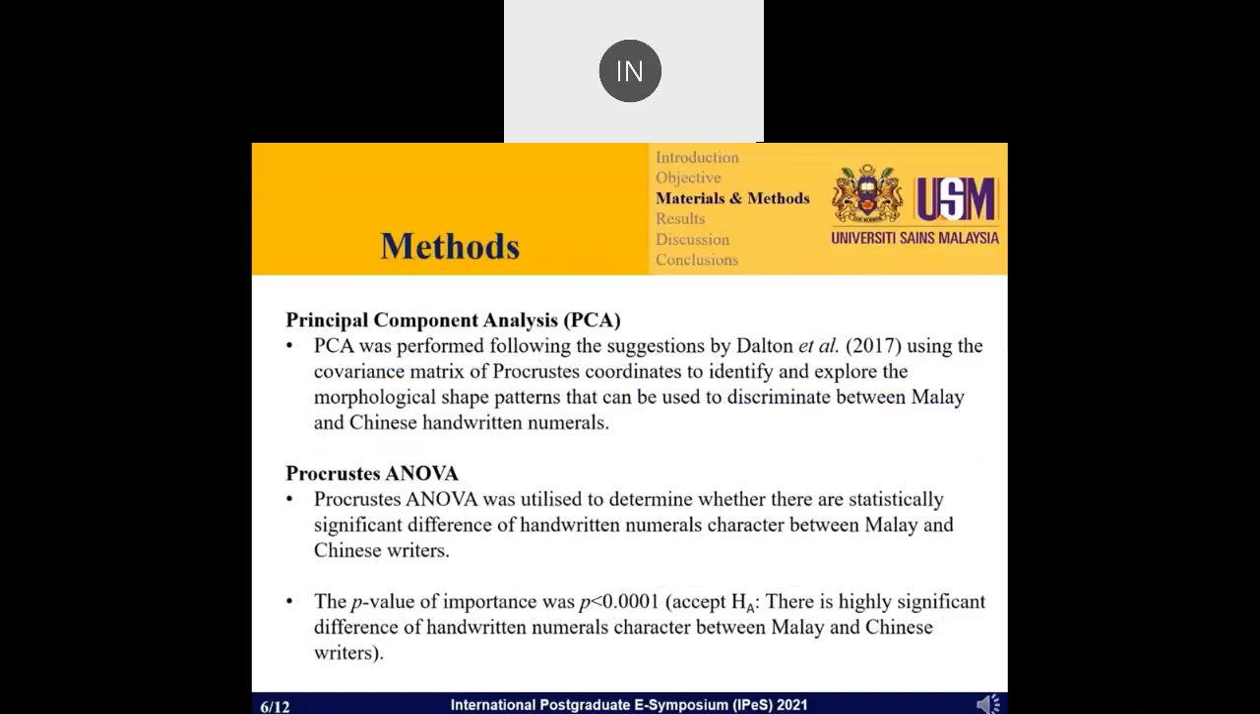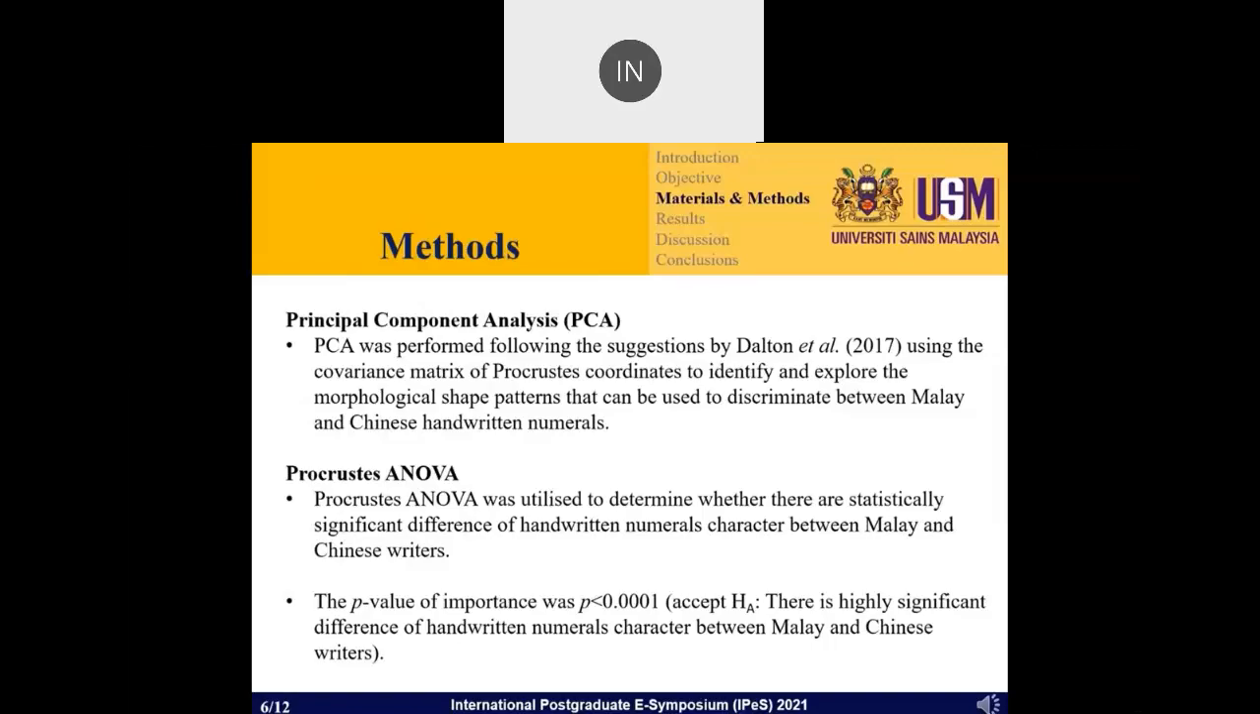Principal component analysis was the third stage in this study, performed following the suggestion by Dalton et al. 2017, using the covariance matrix of Procrustes coordinates in order to identify and explore the morphological shape patterns that can be used to discriminate between Malay and Chinese handwritten numerals. And the last stage is Procrustes ANOVA.